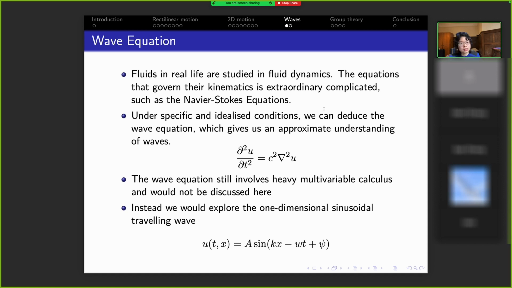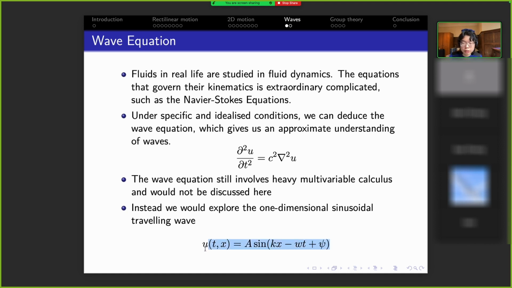This equation gives us a specific understanding of waves, and that's all it's able to do. But even that is already too complicated. So what we're going to do is just talk about the one-dimensional sinusoidal traveling wave. And you see this thing. This is the wave motion you do in DSE physics. You might already be scared of it, but let's not be.